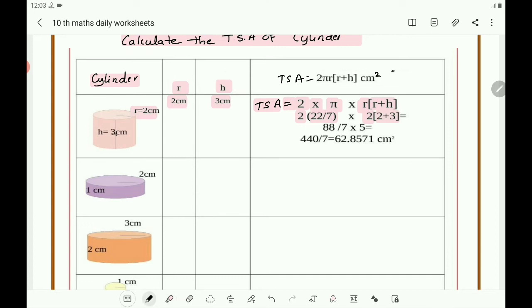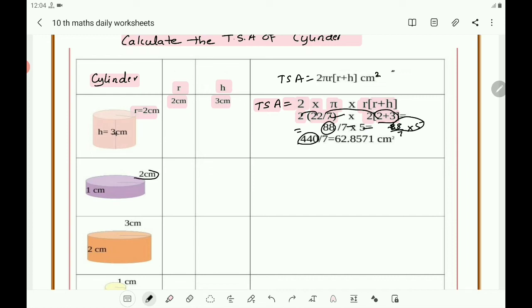Then you will get 2 into 22 is 44, 44 into 2 is 88, into 7 into 2 plus 3 is 5. So you got 88 by 7 into 5. 88 into 5 is 440. 440 by 7 you will get 62.8571 cm square. Then you take the second one.